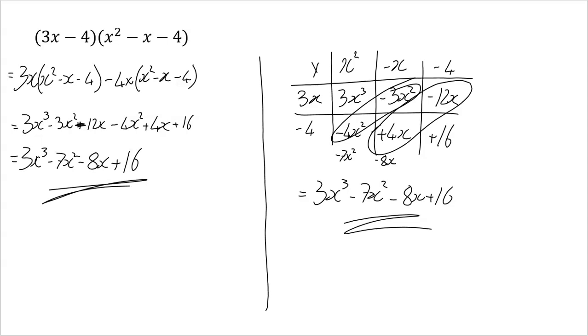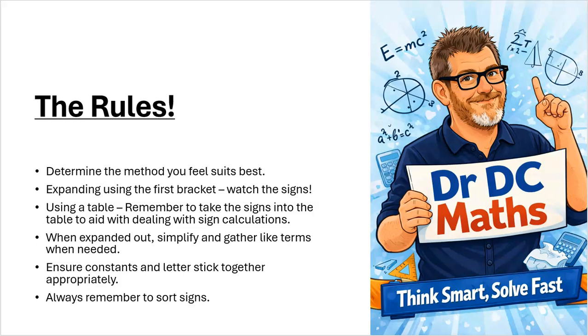So what are the rules when it comes to working with this? First and most importantly, determine the method you feel suits you best. That's a key thing. Remember, there's no one single dedicated method that works well and is correct for this. There are multiple. So expanding the brackets, I said, use the first bracket to split it up and watch the signs. The second method was ever faithful using the table. Just remember to take the signs into the table to aid with dealing with the signs in the calculations, as we've always done. When we expand them out, we have to simplify and gather like terms when needed.